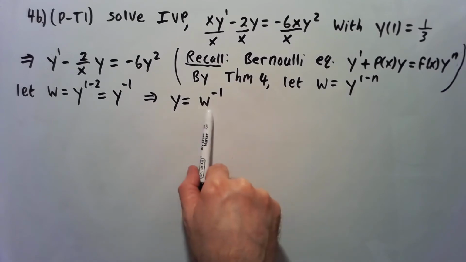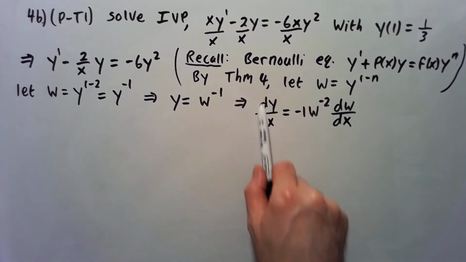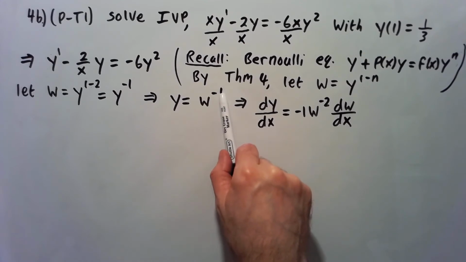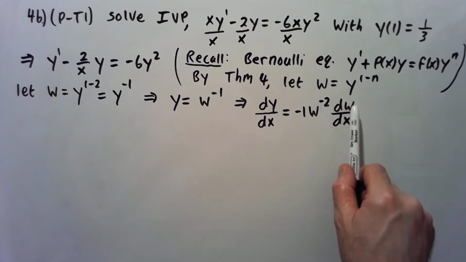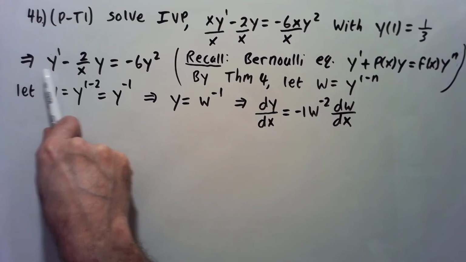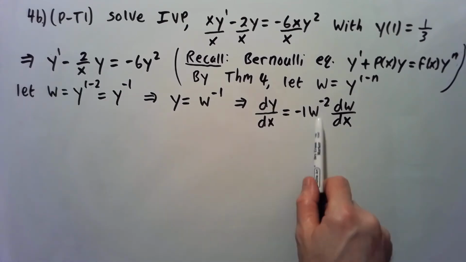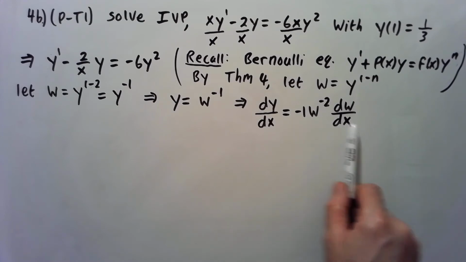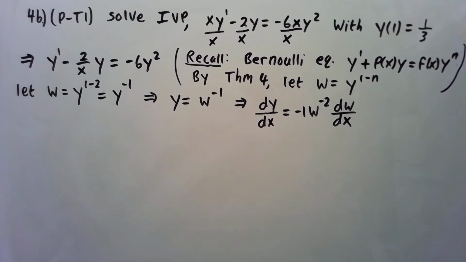Now let's take the derivative on both sides with respect to x. So taking the derivative, you'll have dy/dx. Here you have to use the chain rule, bring the minus 1 in front, subtract 1, multiplied by the derivative of w with respect to x. You have this then. Now we're going to substitute into our differential equation up here. In place of the y prime, I'm going to write this, and in place of the y, I'm going to write w to the minus 1.